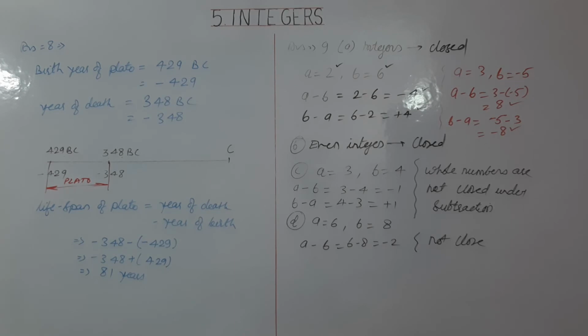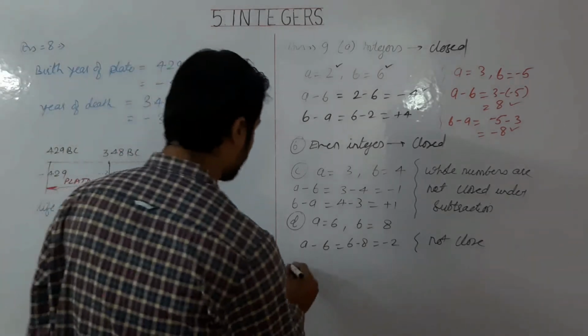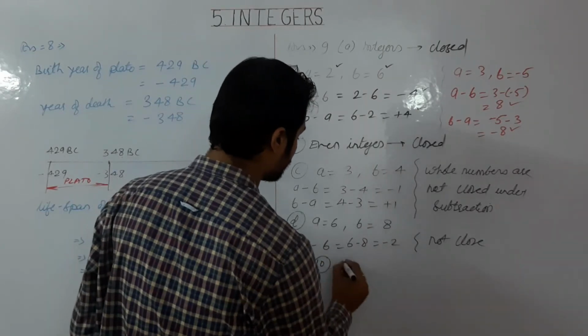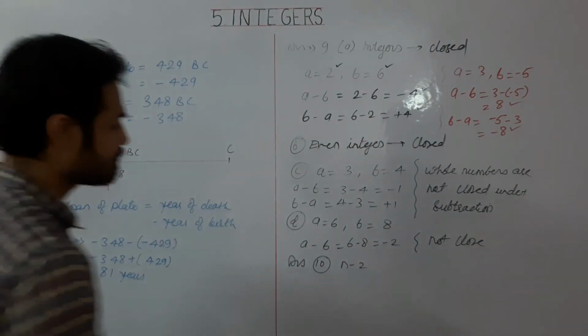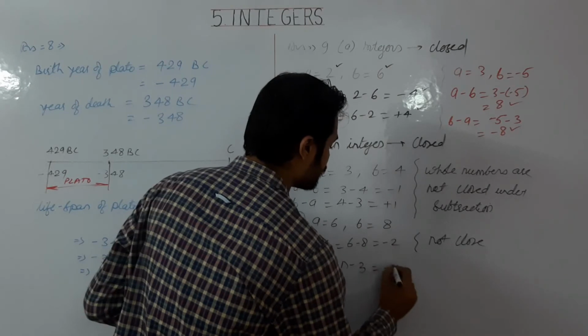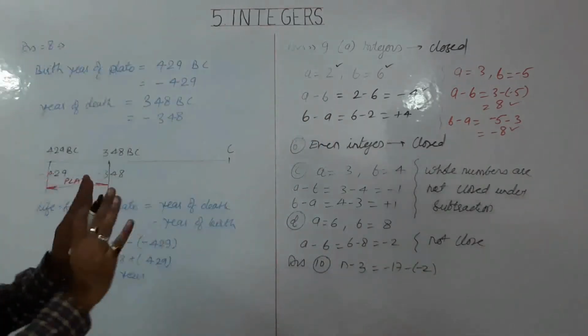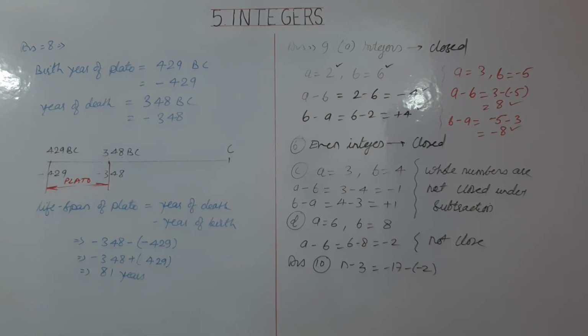Last, question number 10. Find the integral value of n for which the given sentence is true. First sentence, n minus 3 equals minus 17 minus 2. So answer number 10, n minus 3 equals minus 17 minus 2. So this is the statement, and we have to find the integral value of n, the value of n which is an integer.